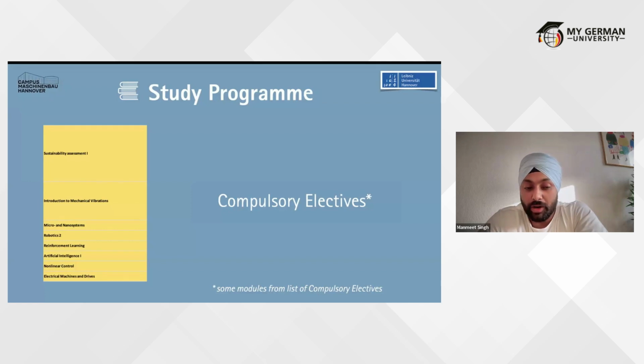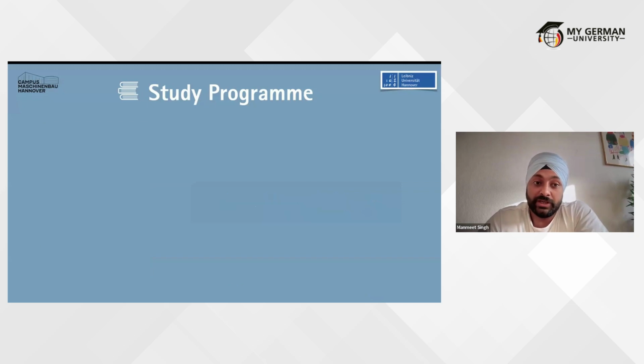Yeah, so here's just a small list. It's not a complete list, but I just brought some of the compulsory elective modules. So we have sustainability assessment, introduction to mechanical vibration, then we also have micro nanosystems, robotics to artificial intelligence, nonlinear control, electrical machines and drives. These are just some of them. There is a big list which you will get to know more about on the course website.